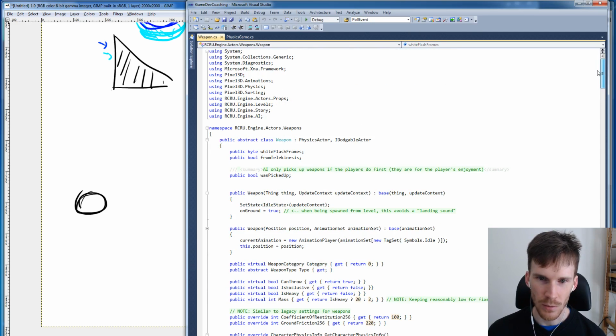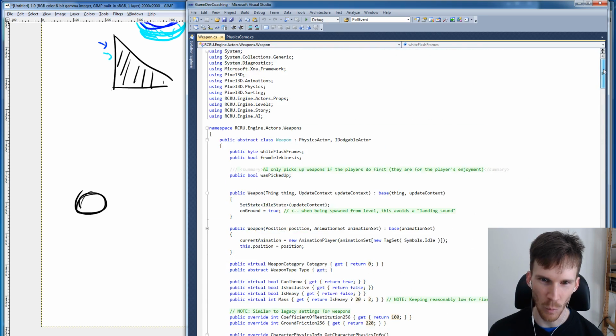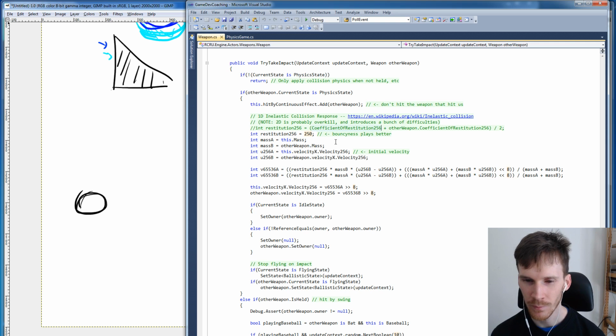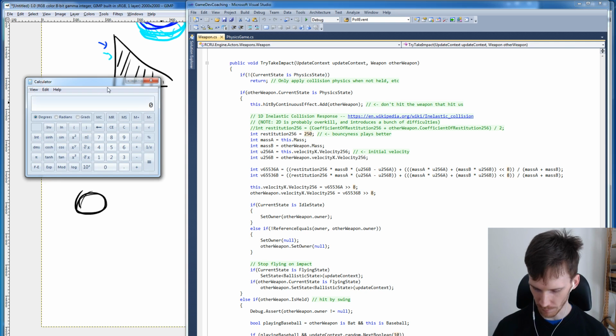So this is from the real code. Pay attention, everyone. This is the code for weapon, and here's the impact, and this is the 1D inelastic collision response, and you can see we have this restitution factor. That's where I remembered the word inelastic from. I remember it precisely from this file because I've seen this file a lot. Exactly. So the coefficient of restitution is 250. People not familiar with this will remember it's 250 divided by 250.